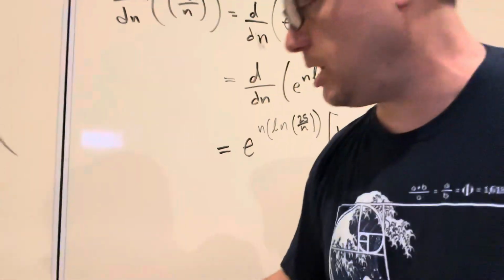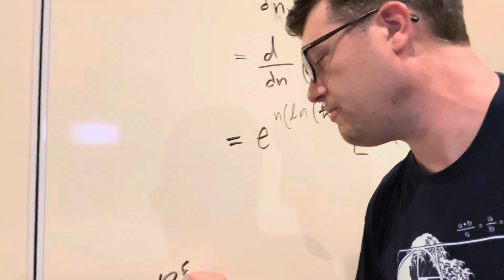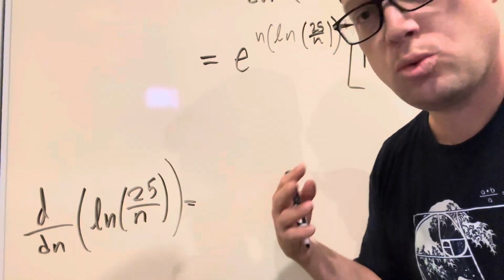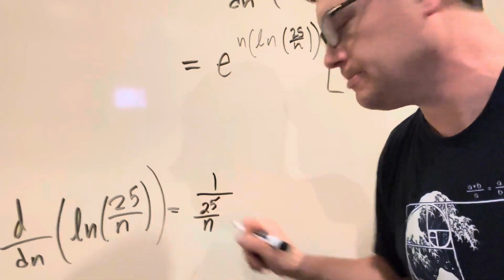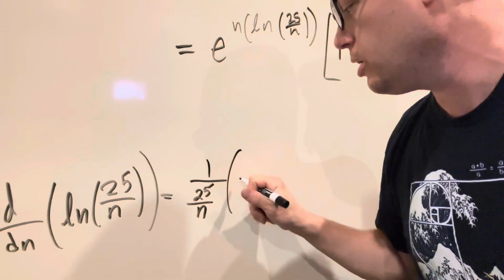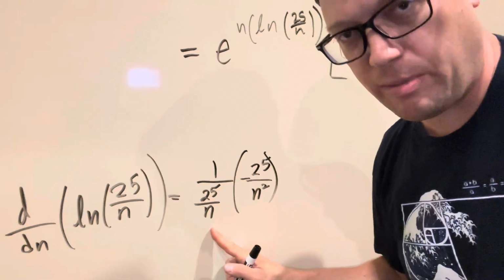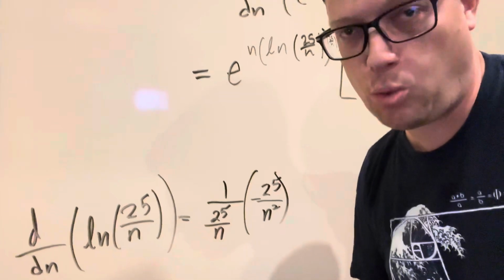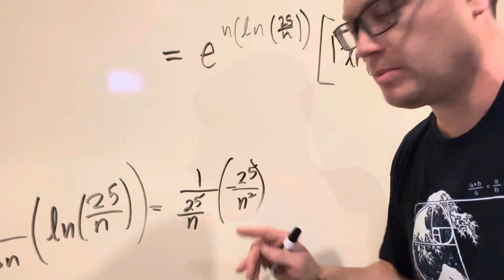So just a note on the side, d/dn of the natural log of 25 over n is, well, the derivative of natural log is 1 over the argument. So 1 over 25 over n. Then we have to use the chain rule. So we have to multiply by the derivative of 25 over n, which is negative 25 over n squared. You see n has a power of negative 1. So properties of powers would tell us that the power becomes a 2.